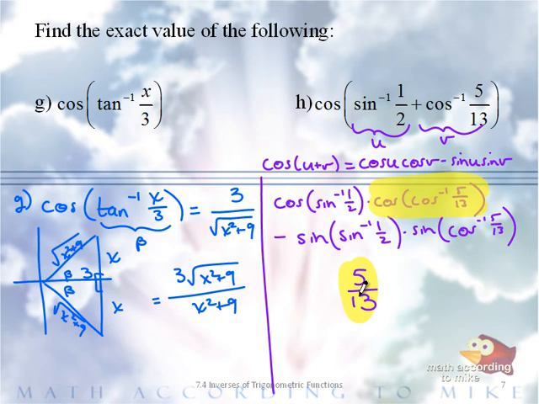What is the domain of cosine inverse? Negative 1 to 1. Is 5/13 between negative 1 and 1? Class? Yes. That's why they cancel. The number that we're evaluating is between negative 1 and 1. That's why they cancel. Okay, now use the same logic here.